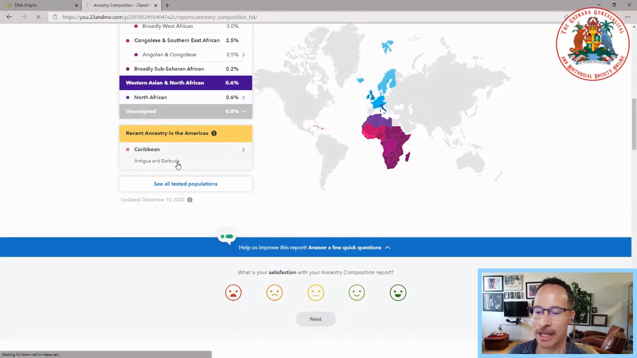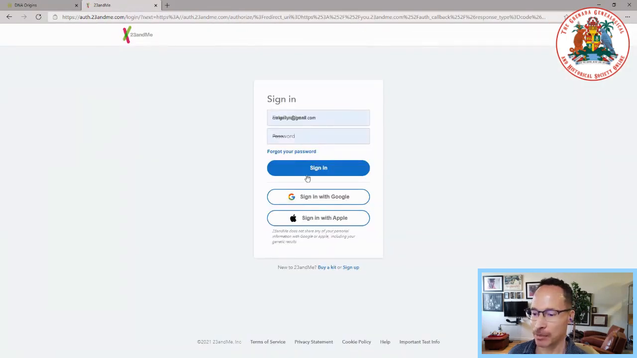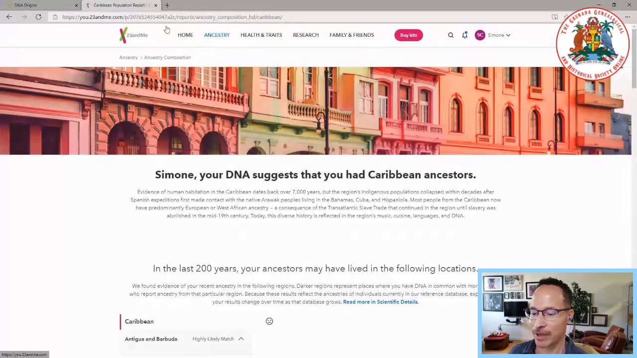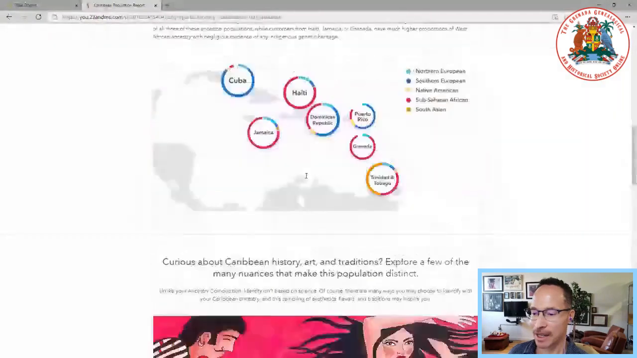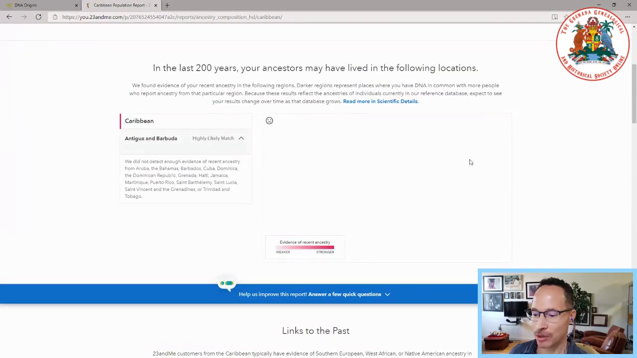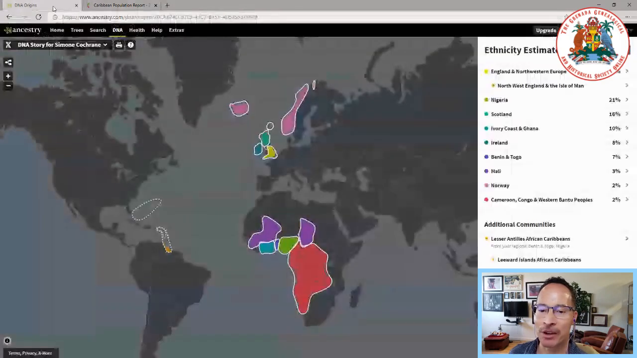So for my mother, I gotta sign in. For my mother, it is basically extremely accurate. It's saying that she is from Barbuda and Antigua, and that is exactly correct. Here we go. There's a little animation here that is being slow to start. But anyway, this little area usually zooms in on Antigua and Barbuda. Just a little visual. I find that these are extremely accurate.